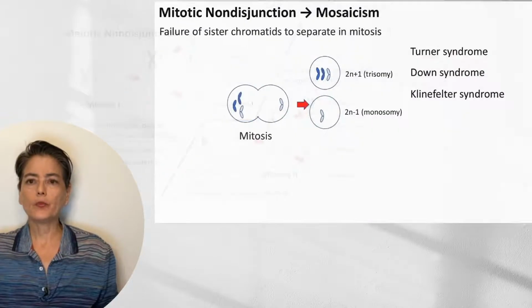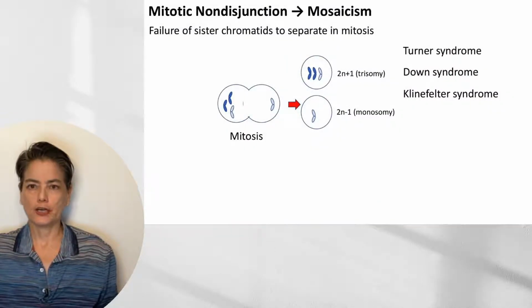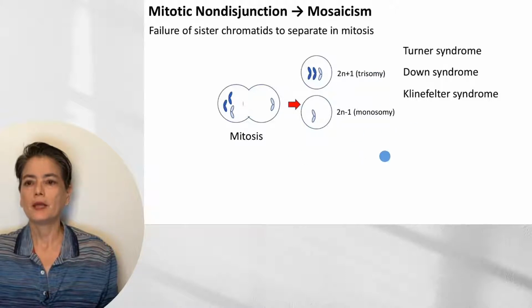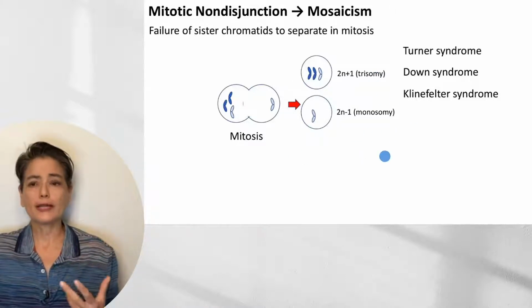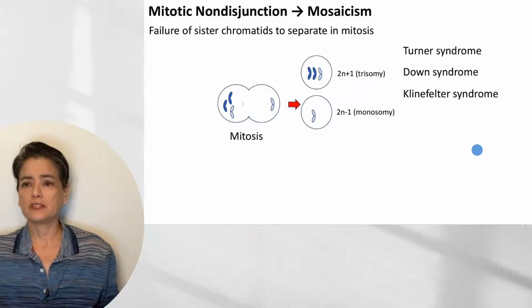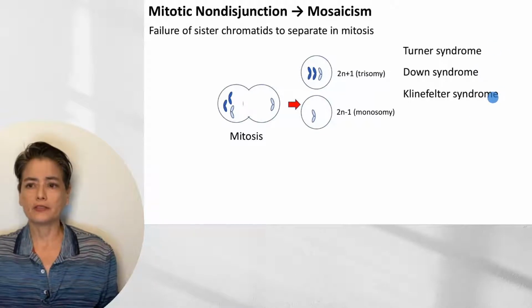And then finally, we can get mitotic non-disjunction, and what this will cause is mosaicism. And what we see in this is failure of the sister chromatids to separate in mitosis. So we can see here that we end up with a trisomy in one daughter cell and monosomy in another. And it's important to recognize that depending on when this happens, you can get variability in the phenotype of these different syndromes. So Turner, Down, and Klinefelter syndrome can be due to mosaicism.